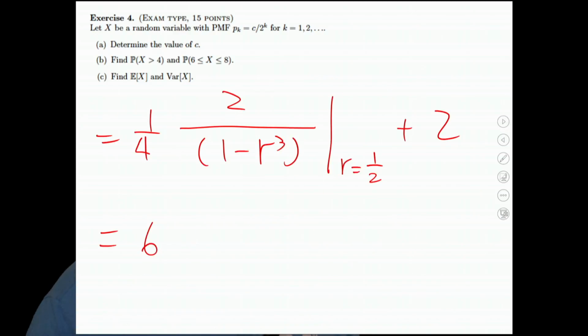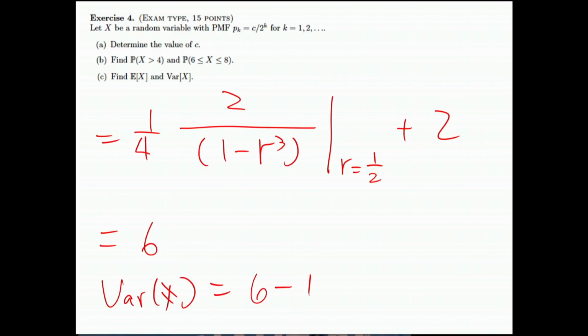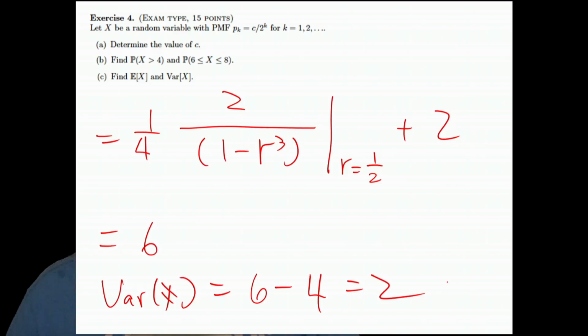So finally the variance is 6 minus 4. Then the answer is 2.